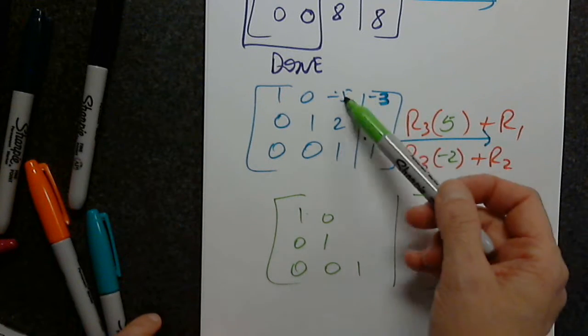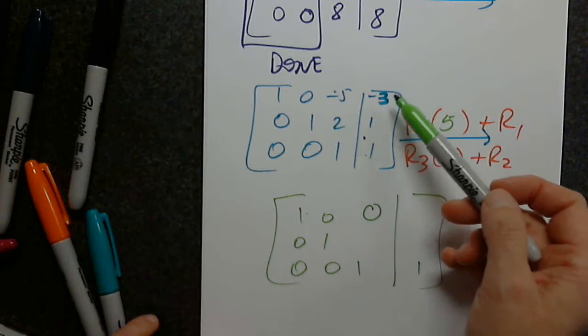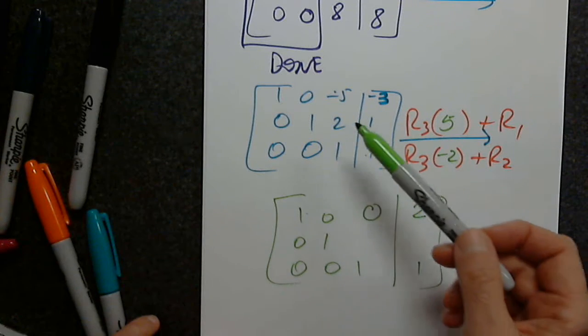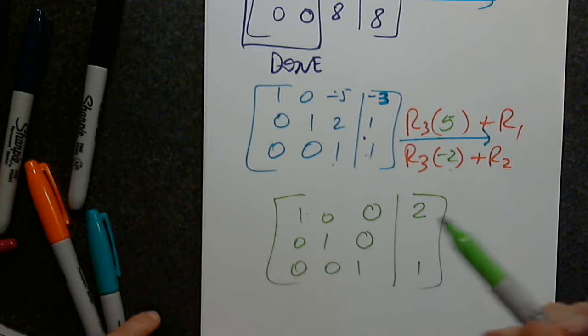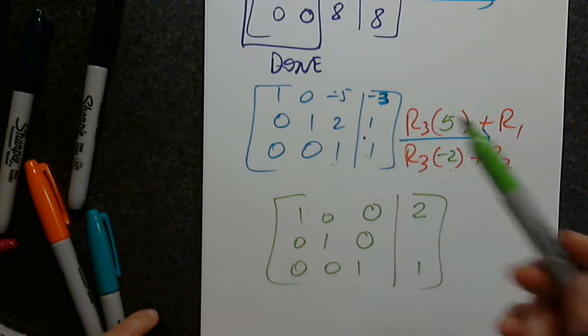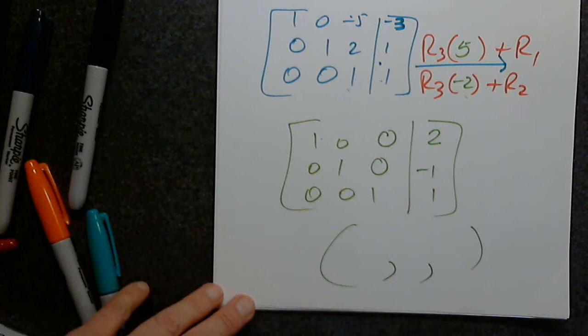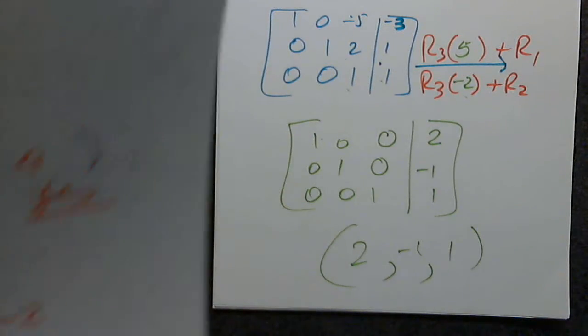One times 5 minus 5. 1 times 5 minus 3. 1 times negative 1 plus 2. 1 times negative 2 plus 2. Sorry. 1 times negative 2 plus 1. What is our hope? Our hope is 2, negative 1, 1. Are you certain? Oh, no. Never. 2, negative 1, 1.